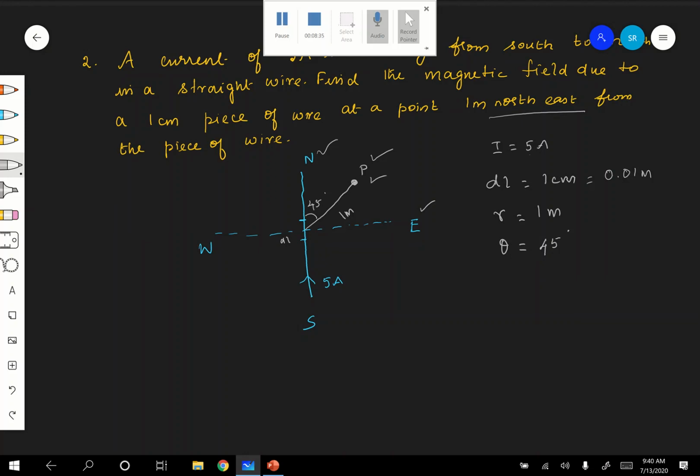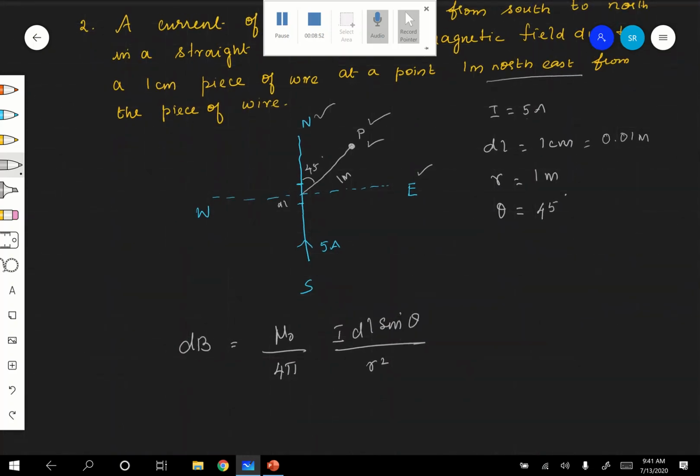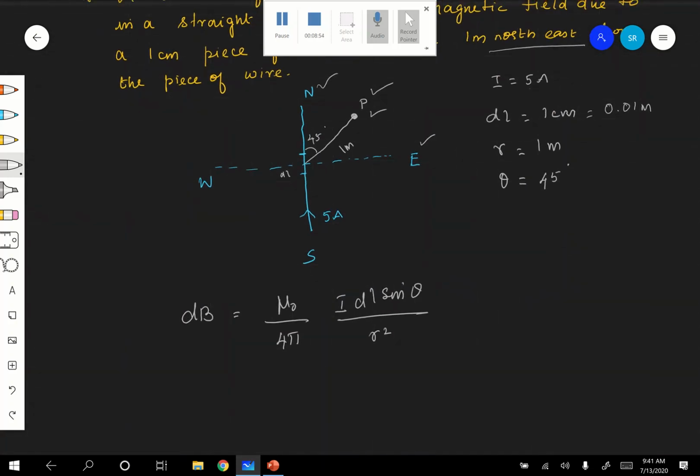Due to this small element dl, what is dB? By using Biot-Savart law, dB is equal to mu naught by 4 pi into I dl sine theta by r square. This is the application of Biot-Savart law, and everything is given here. Very simple. What is mu naught? Mu naught is equal to 4 pi into 10 power minus 7. I think you know that, right?